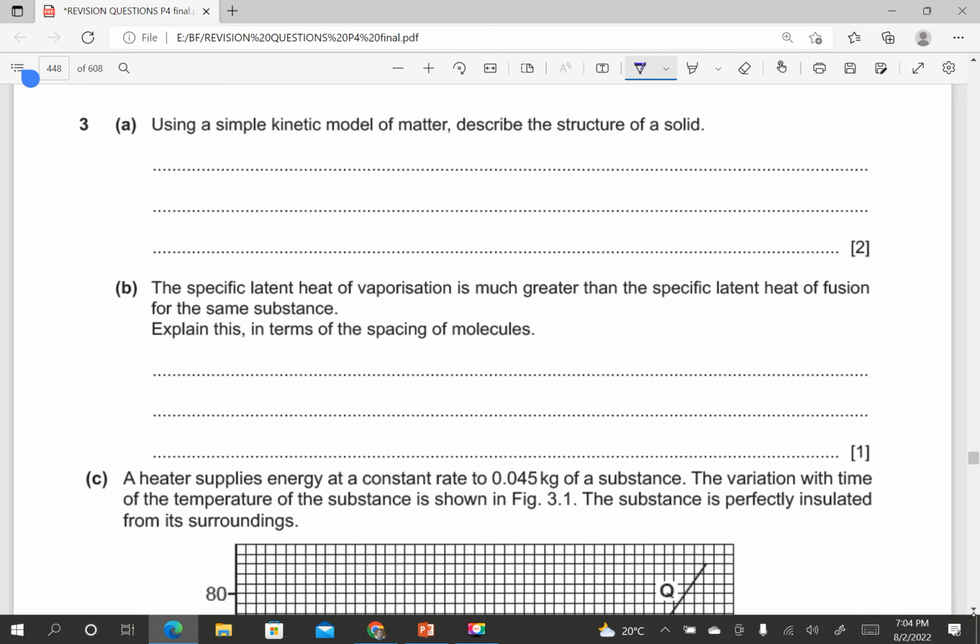Using a simple kinetic model of matter, describe the structure of a solid. I think we described this. So we know for a solid, the molecules are very close together and they are arranged in regular repeating patterns which are called lattices. We say these molecules vibrate about their fixed position. We have described the structure of a solid.